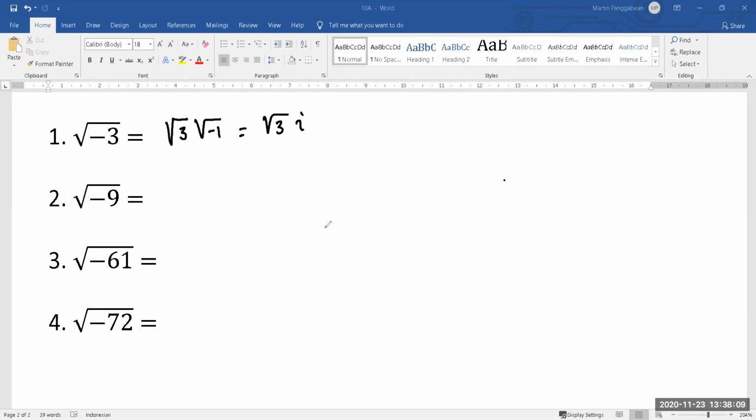Now, number 2. So it's 3i. Yeah, 3i. Good. Since it is 3 times square root of negative 1, right? So yes, it's 3i. Okay, see the difference?